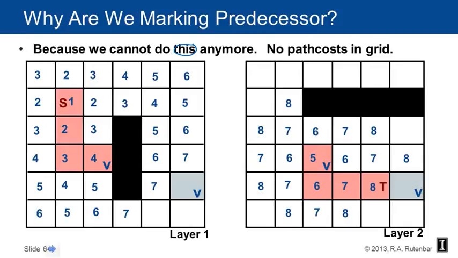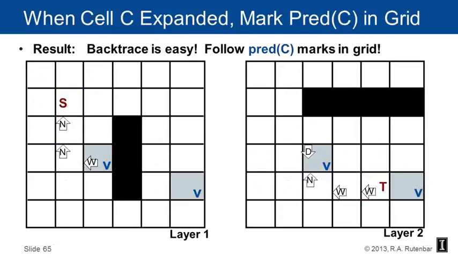I'm not putting these costs in the grid. I didn't need to put these costs in the grid. It's actually much too expensive to put these costs in the grid. This grid does not exist as something that I put the path cost in. So I need to do something different. And so that cool different thing is that whenever I reach a cell, I mark the predecessor in the grid. As a consequence, backtrace is easy.